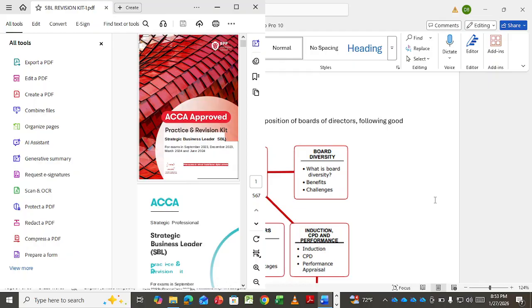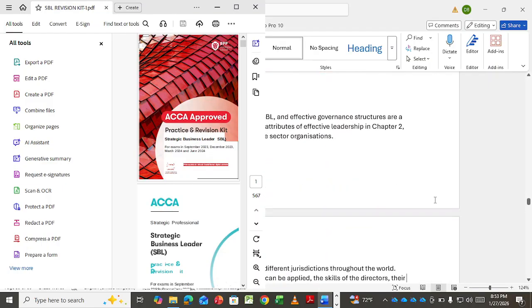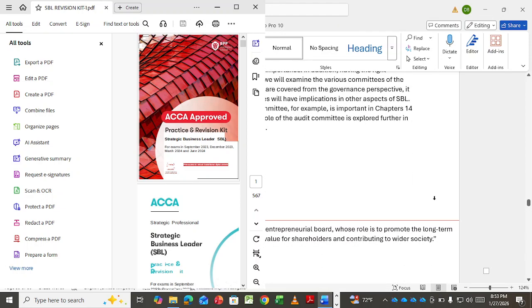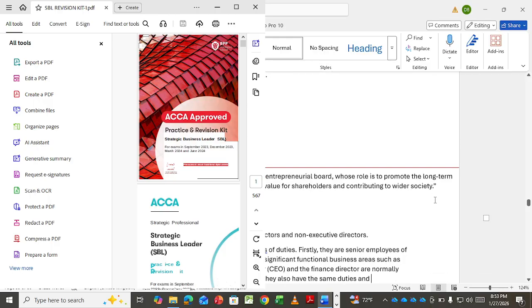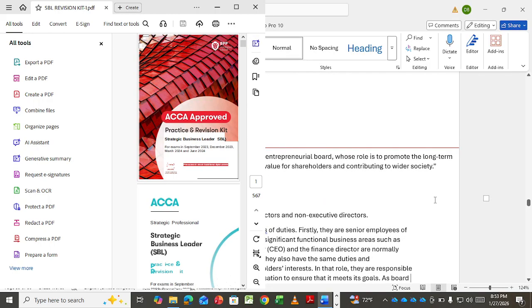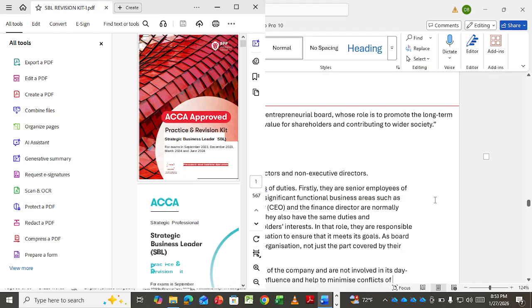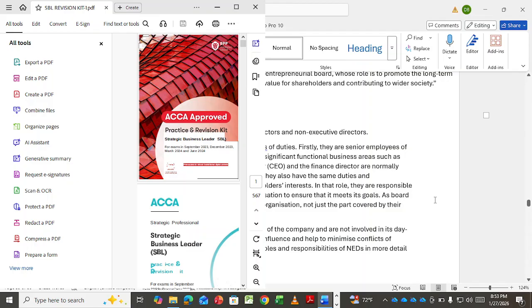Any other that you could think of? Ensuring that controls, policies, and procedures are implemented. Yes, that could also be a role, especially for the executive directors. Okay, so we can look at them in detail.